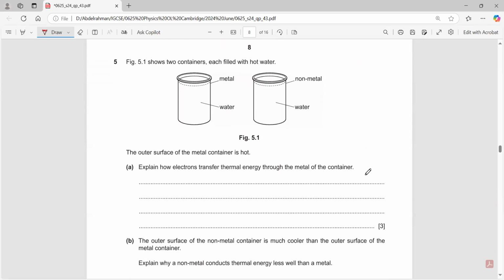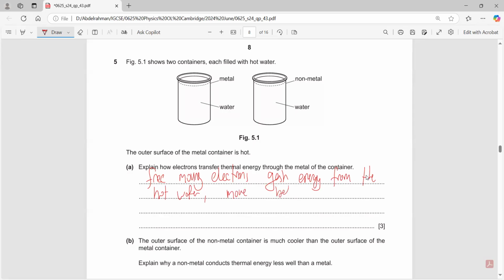Figure 5.1 shows two containers, each filled with hot water. The outer surface of the metal container is hot. State and explain how the electrons transfer thermal energy through the metal of the container. Again, metals have electrons. What do these electrons do? They are free moving electrons. Free moving electrons gain energy from the hot water, and move freely.